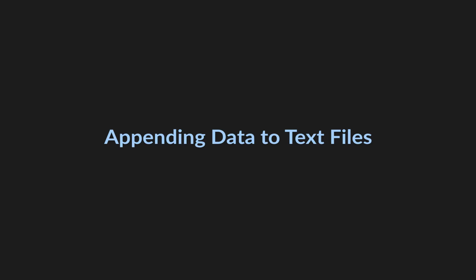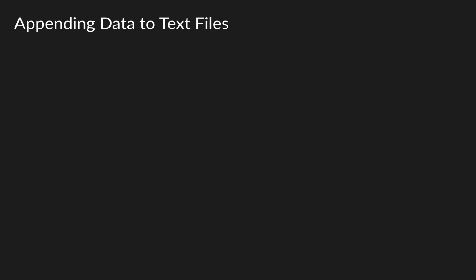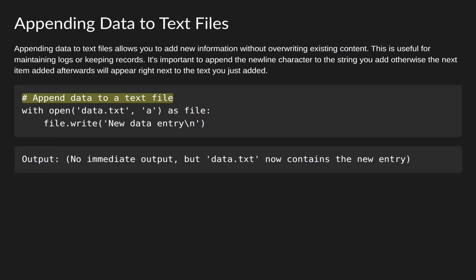Appending data to text files. Appending data to text files lets you add new information without removing what is already there. This is especially useful for keeping logs or maintaining records. Always remember to include the new line character when adding text. If you do not, the next entry will appear directly after the previous one without starting a new line.